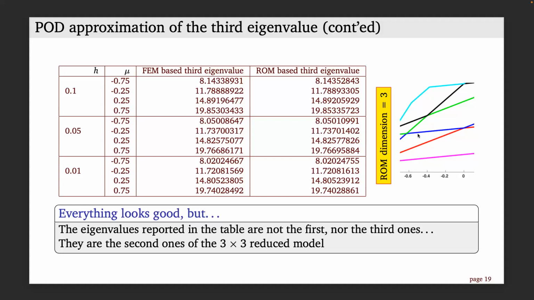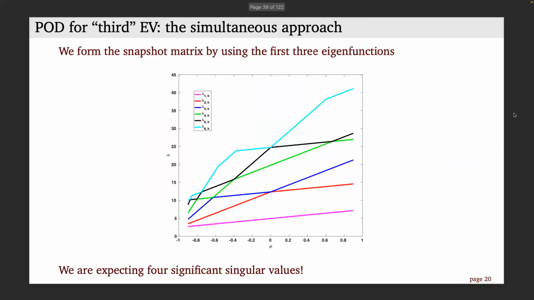But this is something that I know because I know the exact solution. Otherwise, this method is impossible to use. I mean, it's not a method that works. So it's clear that by using a very naive POD approximation of the eigenvalues, you don't get a method that can be of any use.